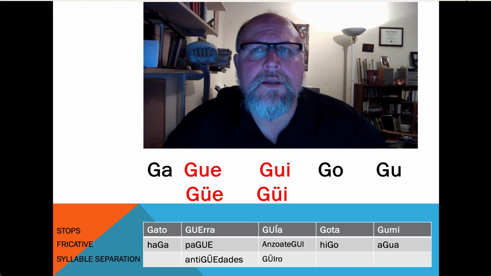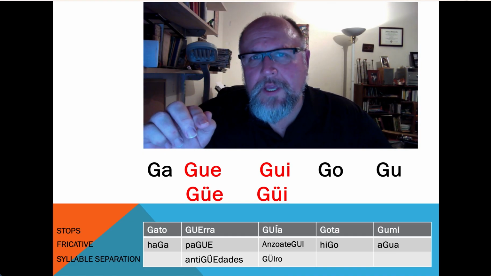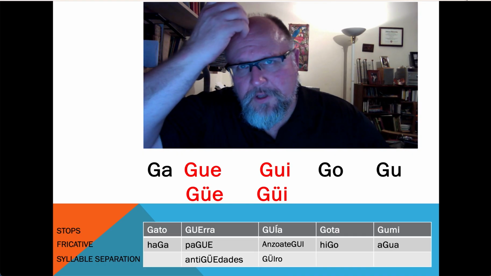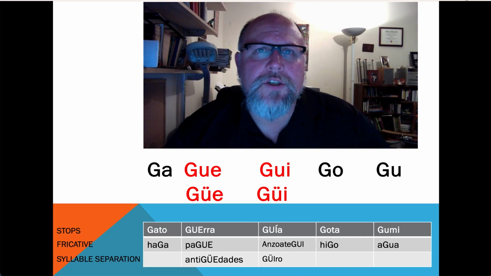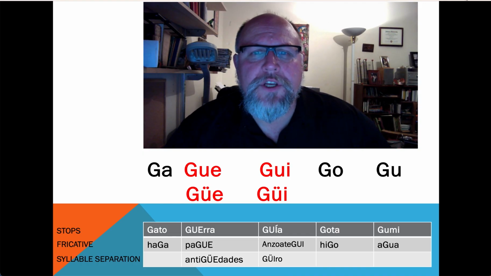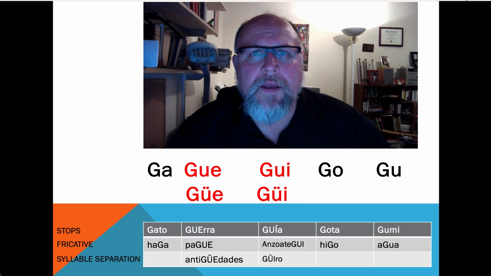Agua. Agua. The G is a little softer when it's in the middle. Now you see the G-U-E with the two little dots over the U, and the G-U-I and the two little dots over the U. That means that you actually pronounce the U. So in the top one where you see G-U-E, it's gay. The one underneath it with the two little dots is gue. The two little dots means you pronounce the U. So it's actually a blend of two vowels.